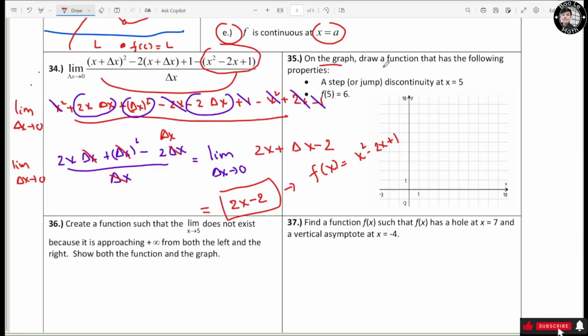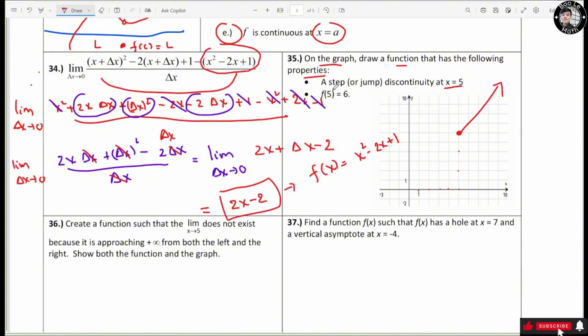On the graph, draw a function that has the following properties. A step or a jump discontinuity at s equals 5. So this is 1, 2, 3, 4, 5. So s equals 5 is going to be right here. Now f of 5 equals 6, so I have 2, 4, 6. This one should be a dot because the function is defined at s equals 5. So I have something like this.